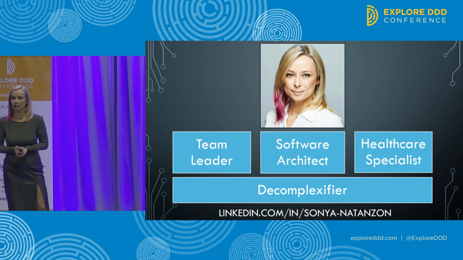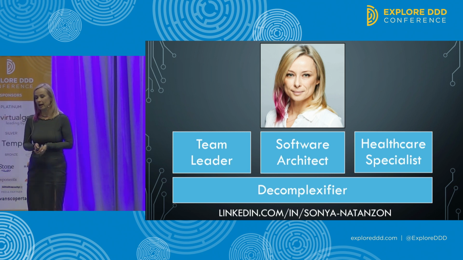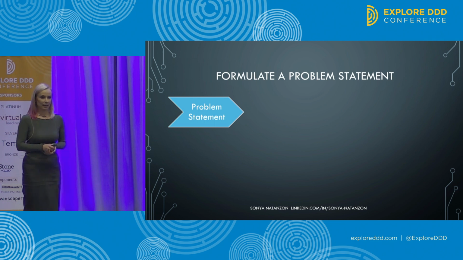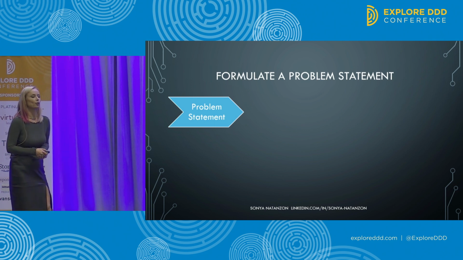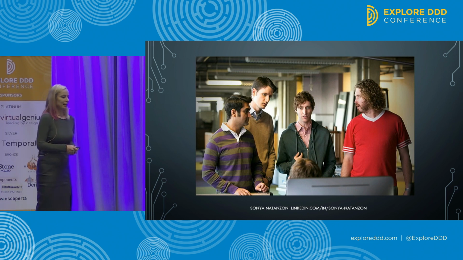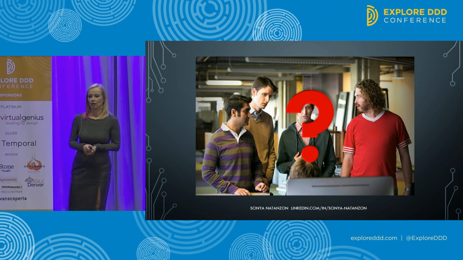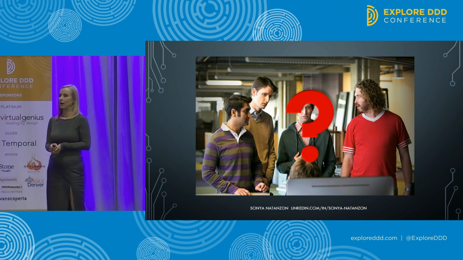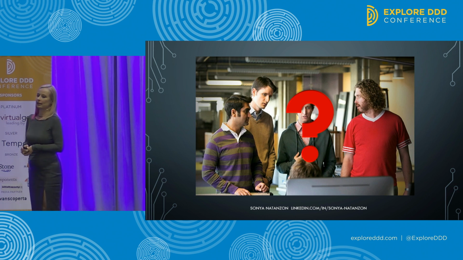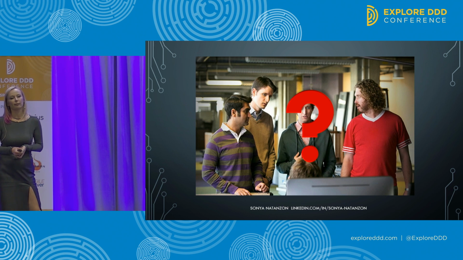So without further ado, let's decomplexify architectural decisions by breaking them down into 8 steps, starting with the first one, which is formulating a problem statement. How many times have you been in a room where there's engineers arguing about technology? We need to migrate to the cloud. We need a document database. We need Kafka. And you're sitting there wondering, what problem are we trying to solve?